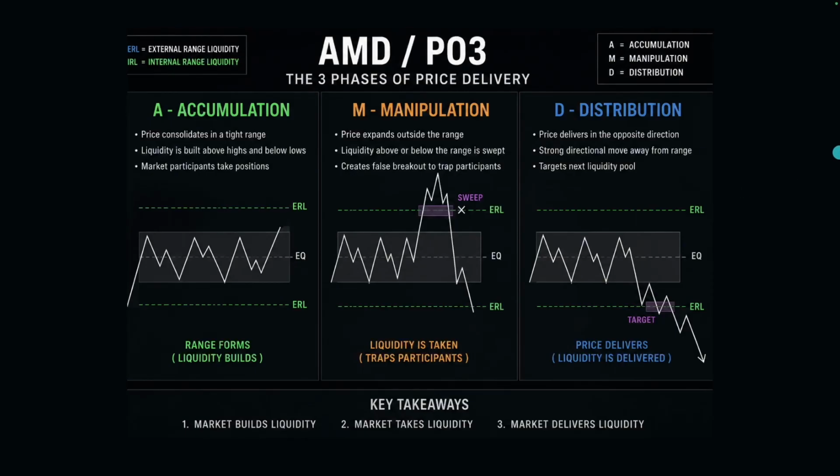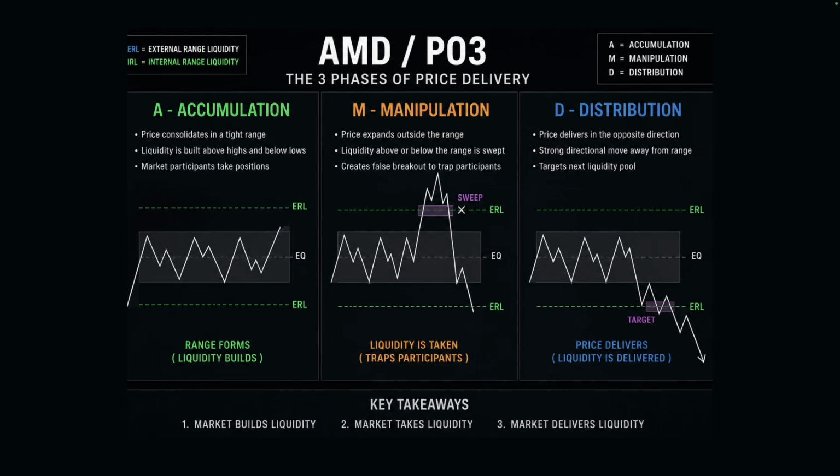How does it form? I want y'all to understand that every candle has a story. It didn't just appear on the chart. Before that candle closed, price had to move. Liquidity had to be built. Liquidity had to get taken. And then price had to deliver. That's where AMD comes into play. So what does AMD stand for? And what is Power 3? So Power 3 is AMD.